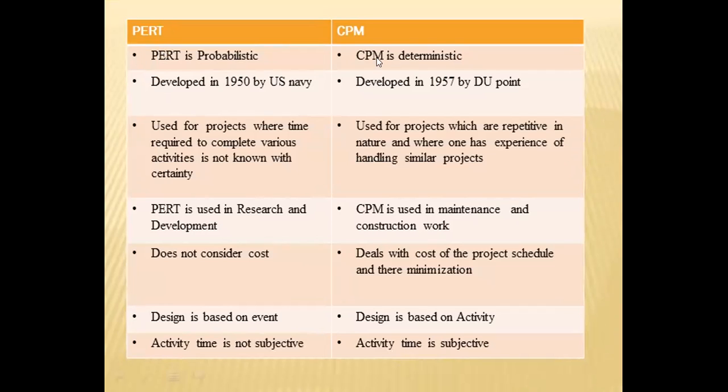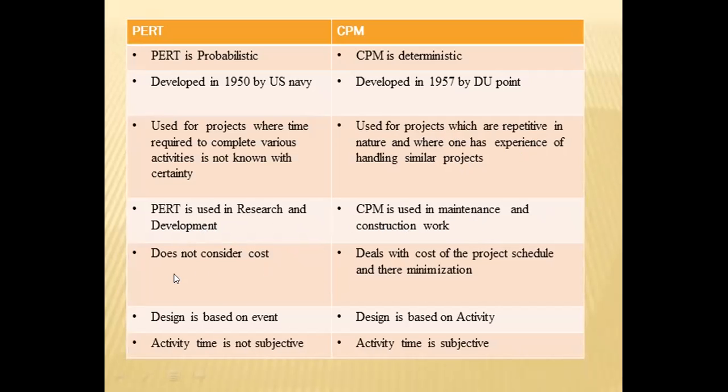PERT is probabilistic and CPM is deterministic. PERT is used in projects where the time required to complete activities is not known, but CPM, or critical path, is used for projects which are repetitive in nature and where we have previous experience and can determine the time. PERT is used mostly in research and development, and CPM is used in maintenance and construction work.